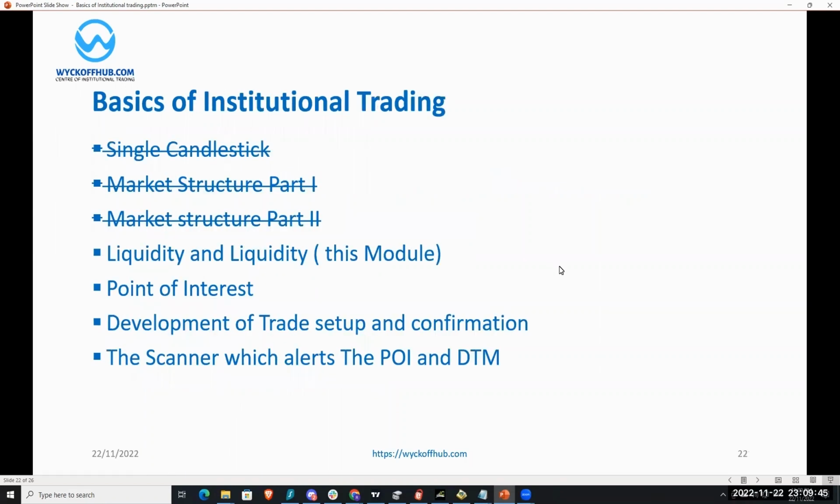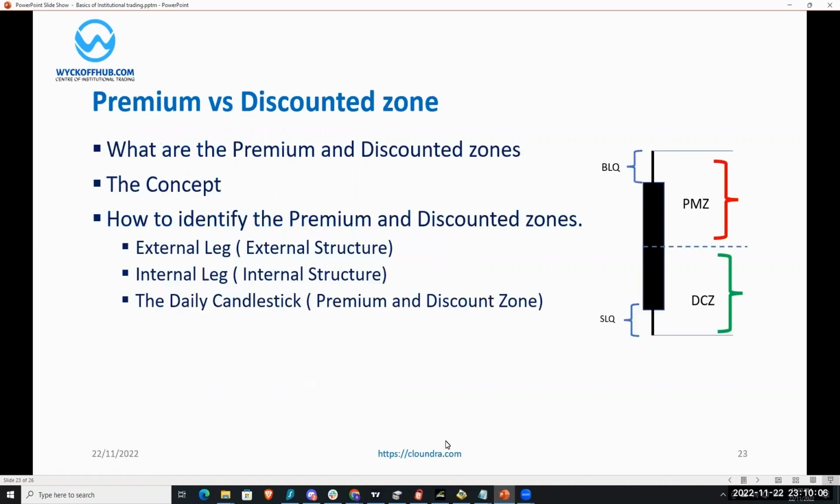This is, as I said, the 4th video. The first video we did was a single candlestick pattern, how the institutions actually see a single candlestick, and the market structure part 1, part 2. Now, today we are talking about the liquidity, which is this module, and we will have 2-3 more modules for the other things as well, like point of interest and the developments of the trade setup.